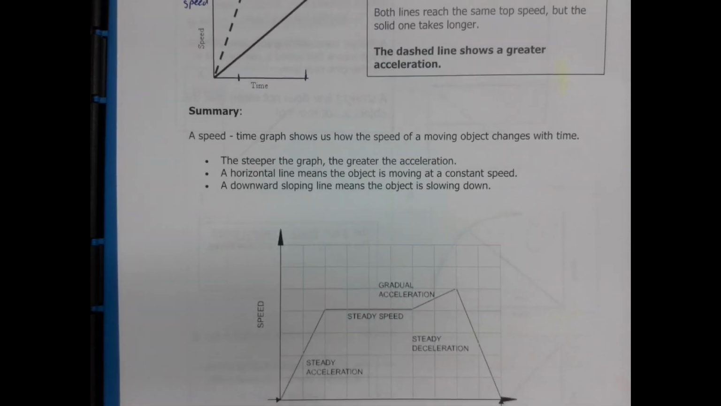So a speed-time graph shows us how the speed of a moving object changes with time. The steeper the graph, the greater the acceleration. A horizontal line means the object is moving at a constant speed. A downward sloping line means that they're slowing down.